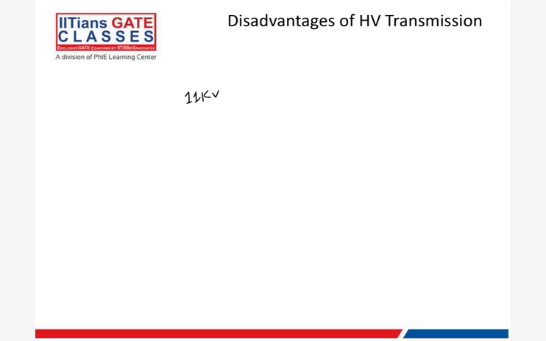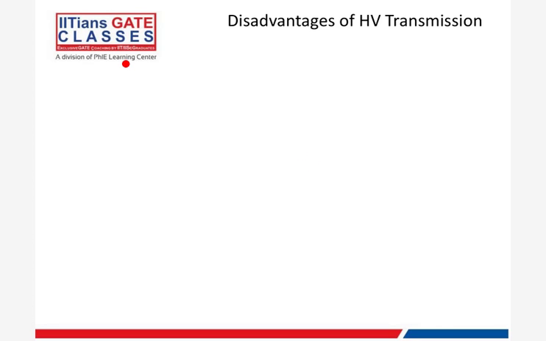So in the high voltage system, after a point we cannot use it, or there are limitations to the high voltage system, right? So let's look at the disadvantages of high voltage transmission, right?